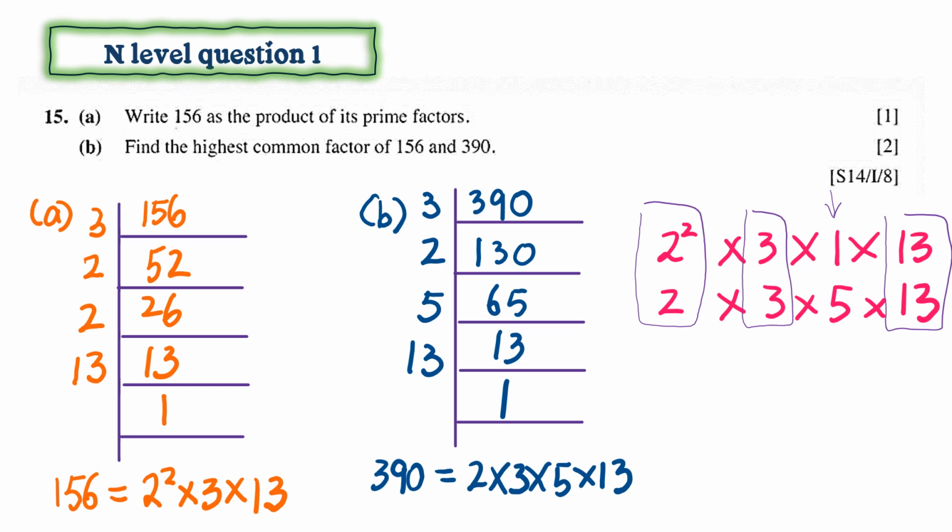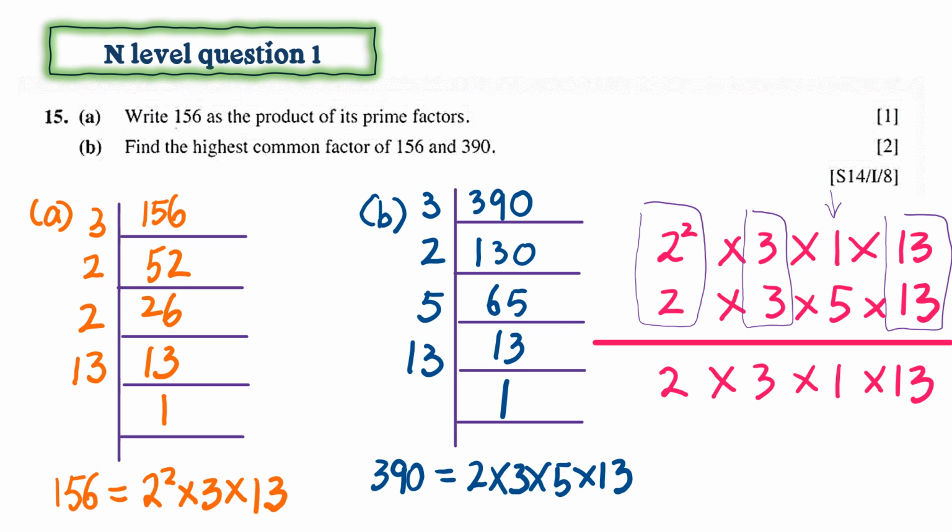All right, so from these two prime factorizations, I need to find the highest common factor. So the highest common factor of 2 squared and 2 will be 2. And the highest common factor of 3 and 3 will just be 3. For the highest common factor, you just take the smallest of the two numbers. Like 1 and 5, you just take 1. If it's 13 and 13, you take 13. If it's 2 squared and 2, you take the smaller number, which is 2, because we're talking about factors. So the highest common factor of 156 and 390 will be 2 times 3 times 13, and that gives you 78.